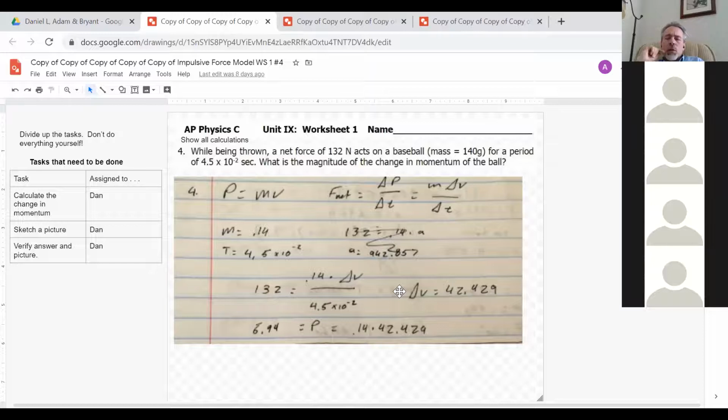Seems like you're chasing your tail a little bit. Wouldn't force times the time give you the change in momentum? Force times the time. Yeah, so the 132 times 4.5 times 10 to the negative second, wouldn't that just give you the 5.94? So it seems like you figured that out, and then you found the change in velocity, and then you went backwards again. You multiplied by 0.14 and got the same answer again. Do you have a calculator there? Yeah, I do. Take 132 times 4.5 times 10 to the negative second. What do you get?